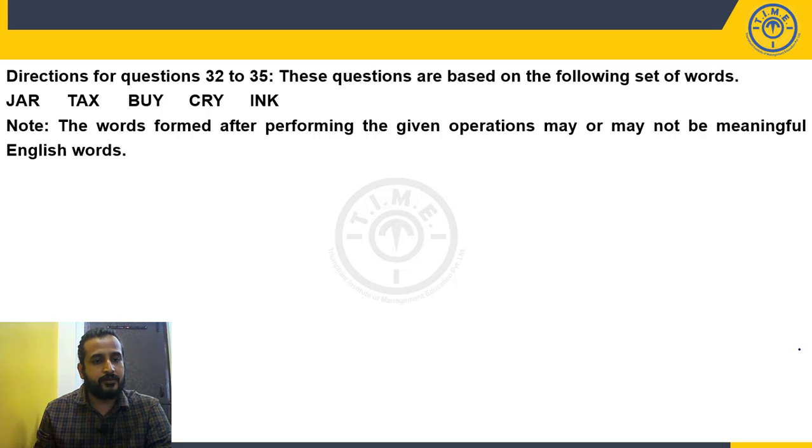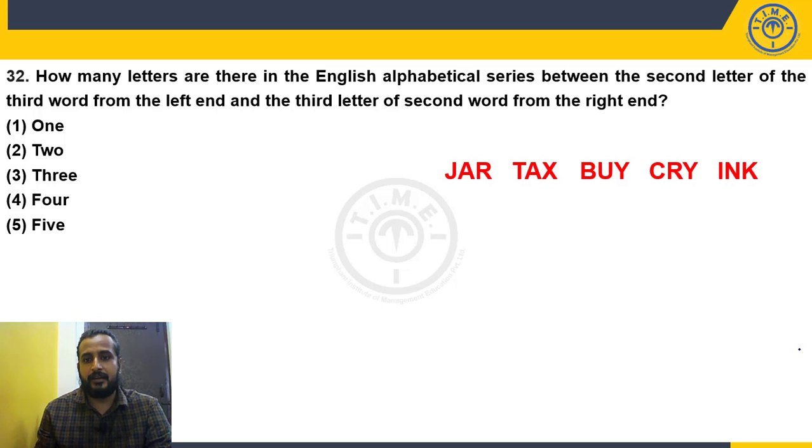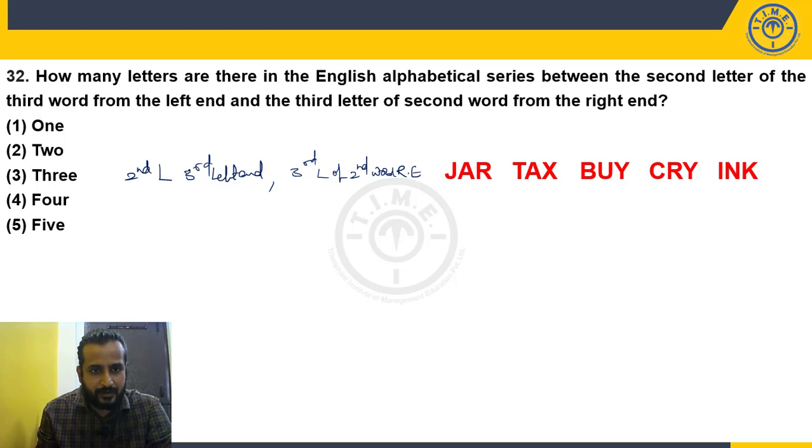Set of words questions are very easy and doable, and will take very less time. But just focus on the given question. Now here are the set of words. How many letters are there in the English alphabetical series between the second letter of the third word from the left hand, and third letter of the second word from the right hand? So you need to be focusing on these two only.